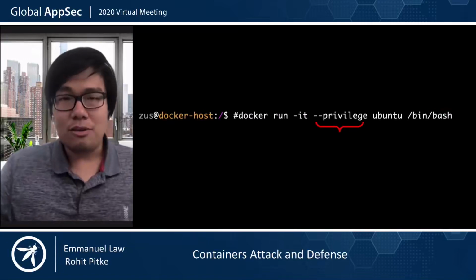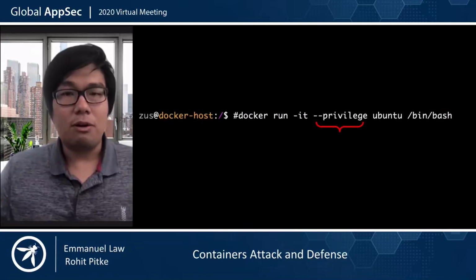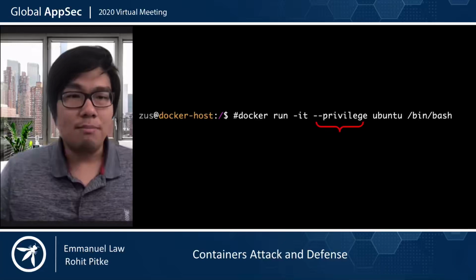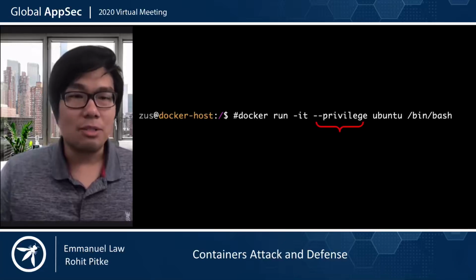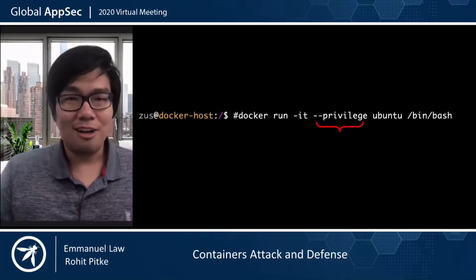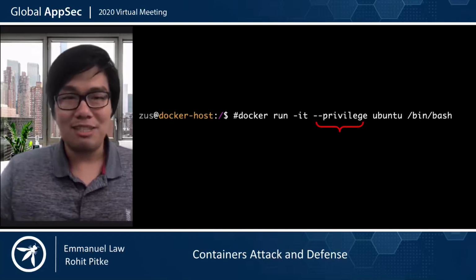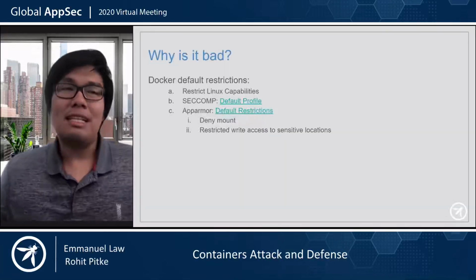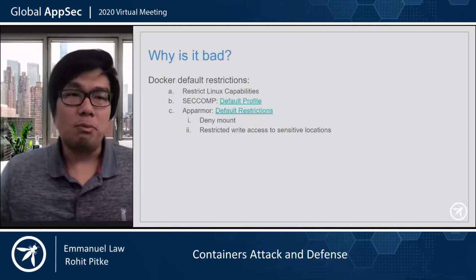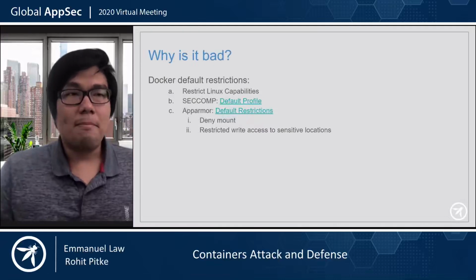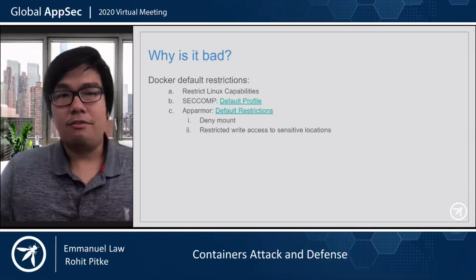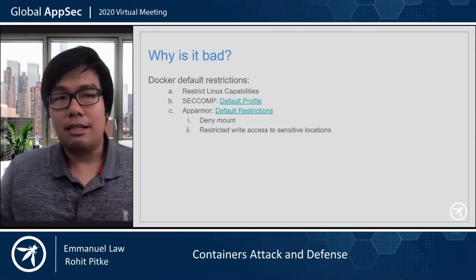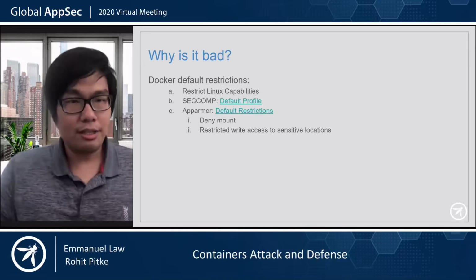For those of you who have been dealing with Docker for a while, I'm sure you have seen people running Docker containers with --privilege. Or maybe even you are guilty of this yourself. But what is this --privilege? Why is it bad? To understand that, you've got to realize that when you run Docker, by default, it comes with a whole bunch of restrictions.